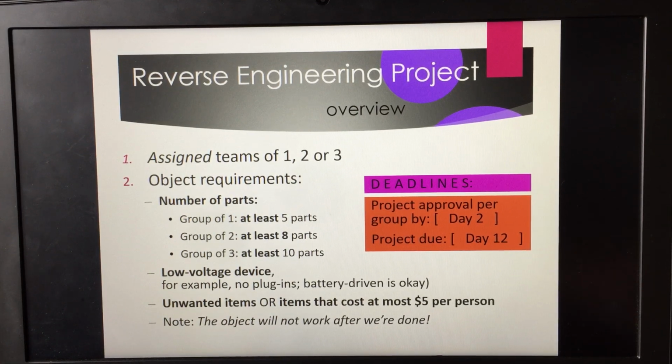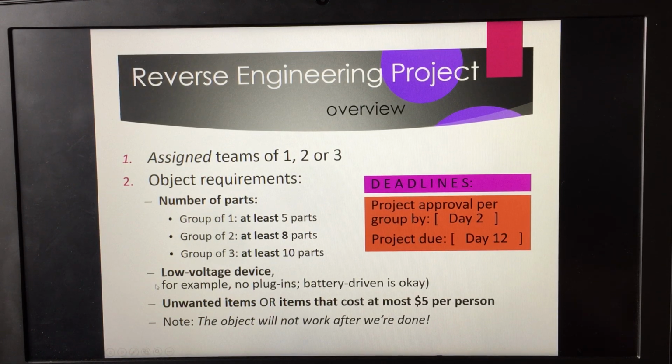You will get into groups. You could be in 1, 2, or 3. That is up to you. Now here is the thing. If you're one person, then your object that you choose needs to have 5 parts. If you're 2, then it has to be at least 8 parts. If you're 3 people, then it has to be at least 10 parts. So your project approval was due day 2. The project itself is due day 12.